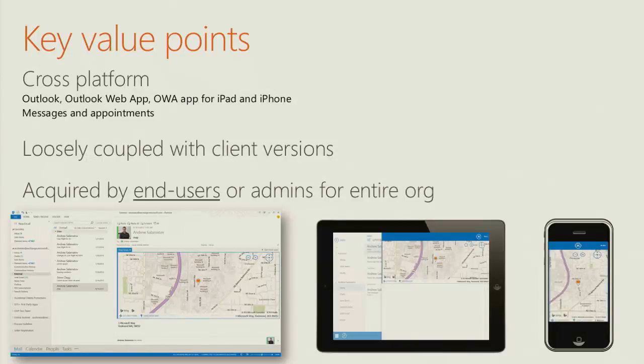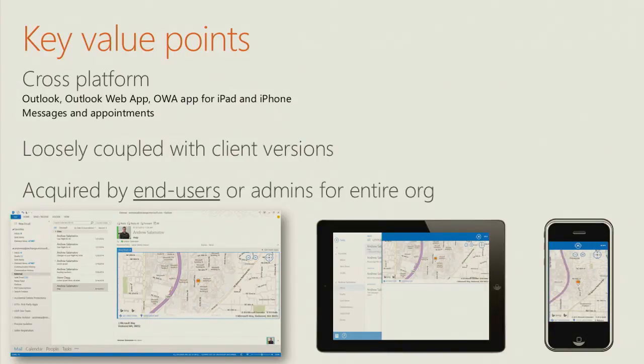Now, in terms of the key value points, there are really 3 main ones to think about. First of all, this new platform is cross-platform. That means the same exact app that you write will run in Outlook, Outlook Web App, and also the OWA app for iPhone and iPad. But it's also cross-items. So the same exact app will also work in messages or appointments. It's a very powerful model, because in the past, you had to build forms for OWA, and then you had to do add-ins for Outlook. You had to manage multiple code bases, and deployment was just extremely challenging.